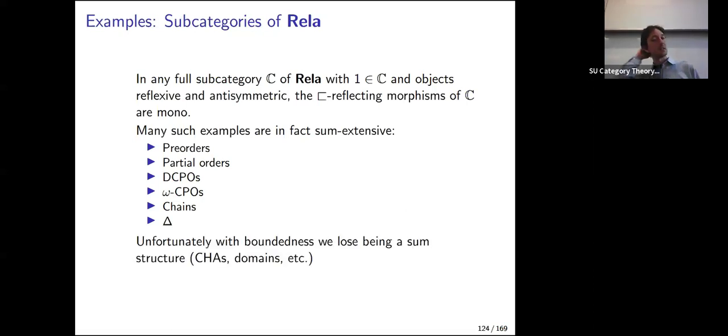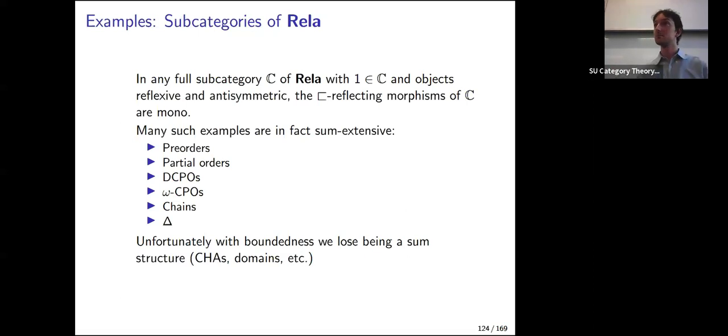Okay, so unfortunately, we don't get examples of this when we consider bounded relations, for example complete Heyting algebras or domains. The problem here is that we lose being a sum structure because we don't have an empty initial object, so it's no longer the monoidal unit of our sum structure. That said, for any domain theorists sitting in the audience, I'd be very curious to know what the interpretation of the stacking operation would be in domain theory. So if you have thoughts about that, please do share at some point.